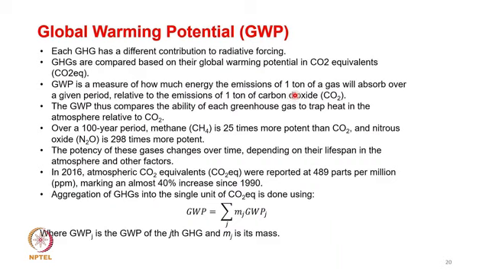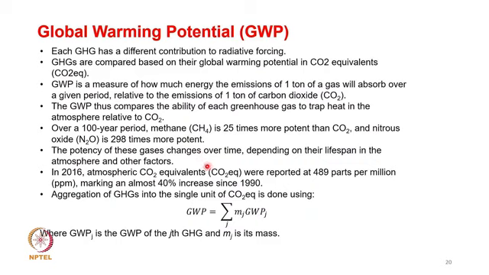GWP, global warming potential, is a measure of how much the emissions of 1 ton of a gas will absorb over a period relative to the emissions of 1 ton of carbon dioxide. Global warming potential thus compares the ability of each greenhouse gas to trap heat in the atmosphere relative to CO2. Over a 100-year period, methane has been observed to be 25 times more potent than CO2, and nitrous oxide 298 times more potent.